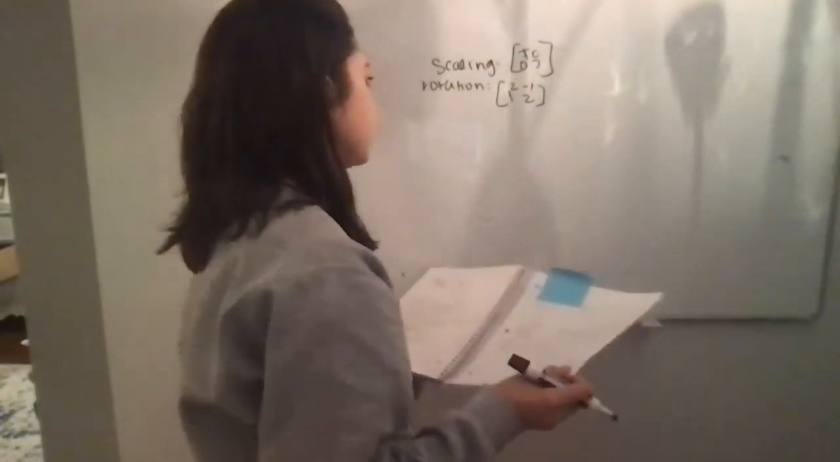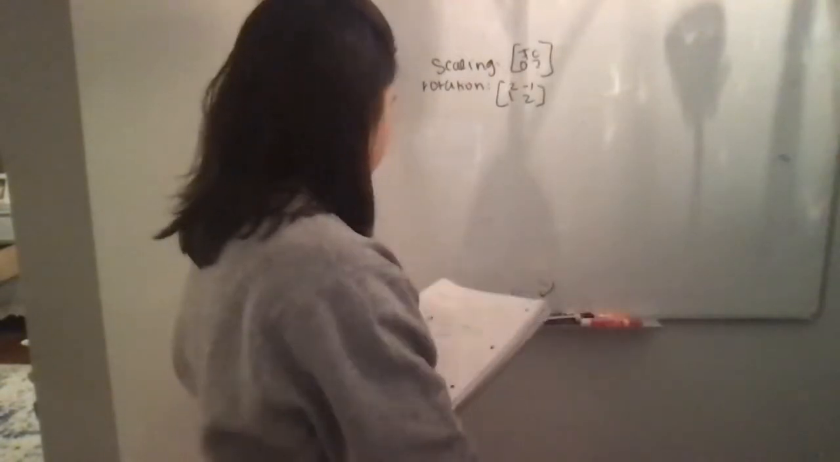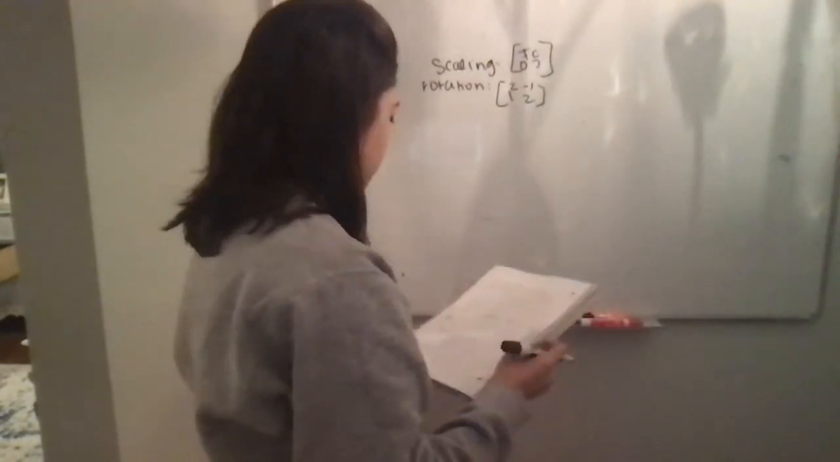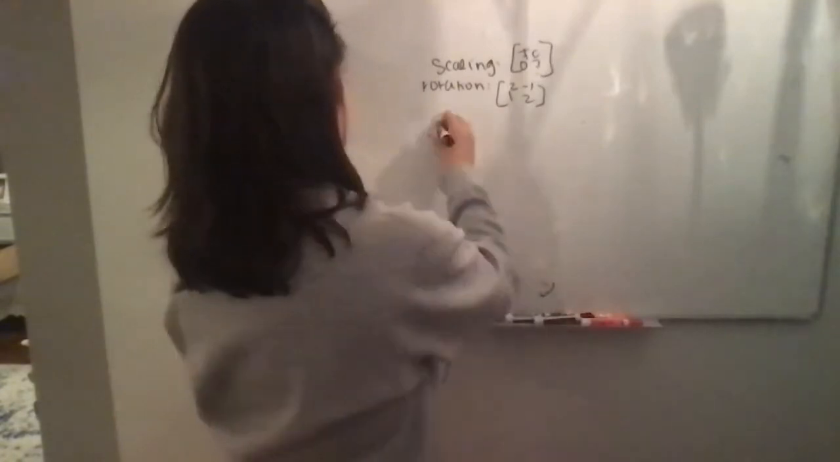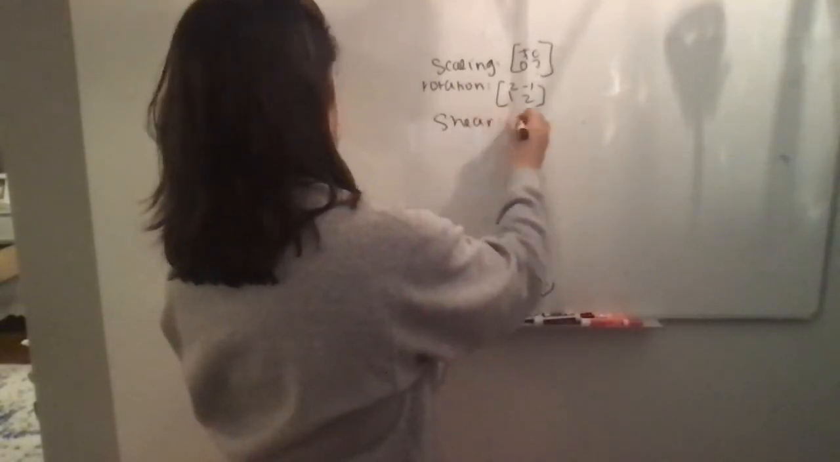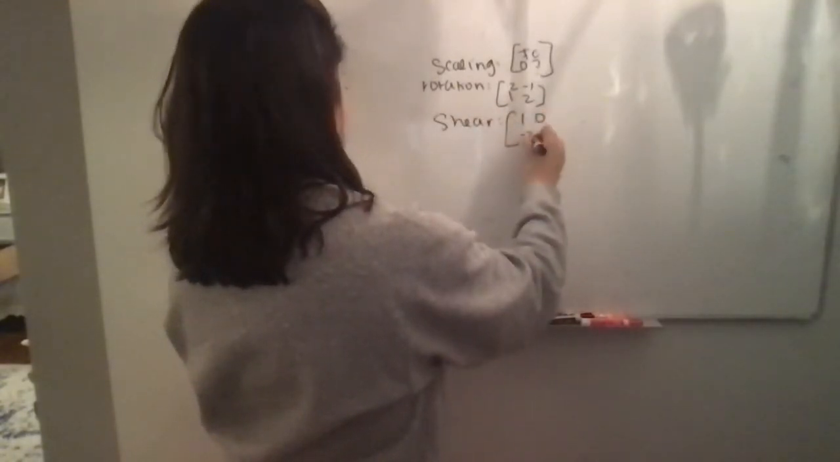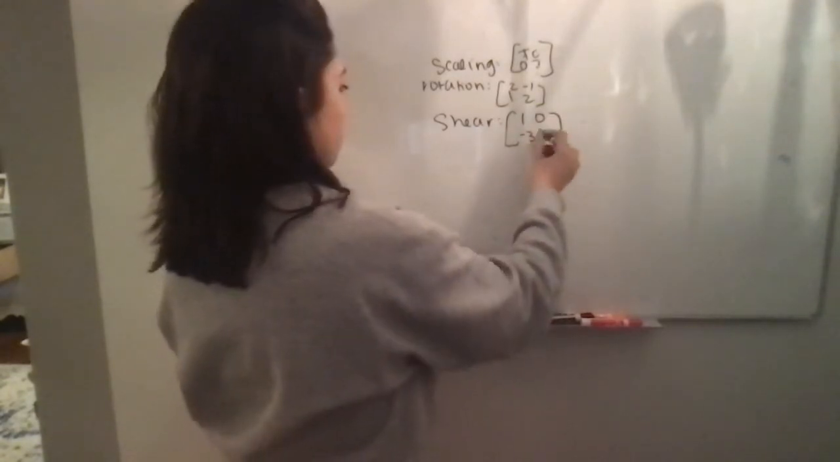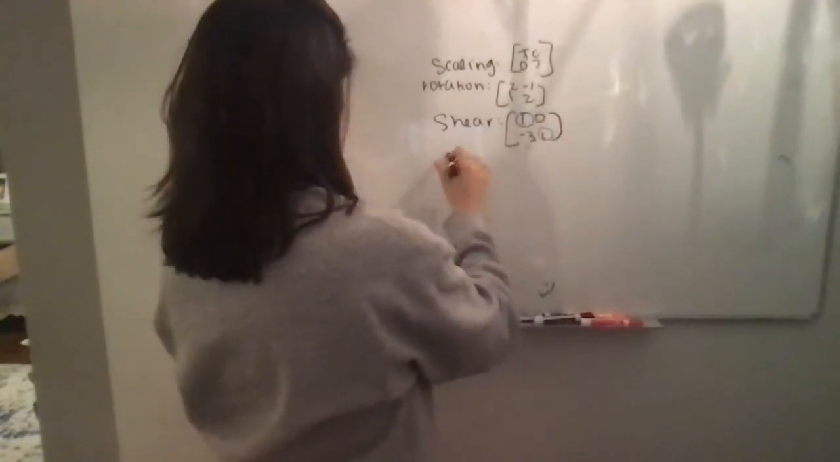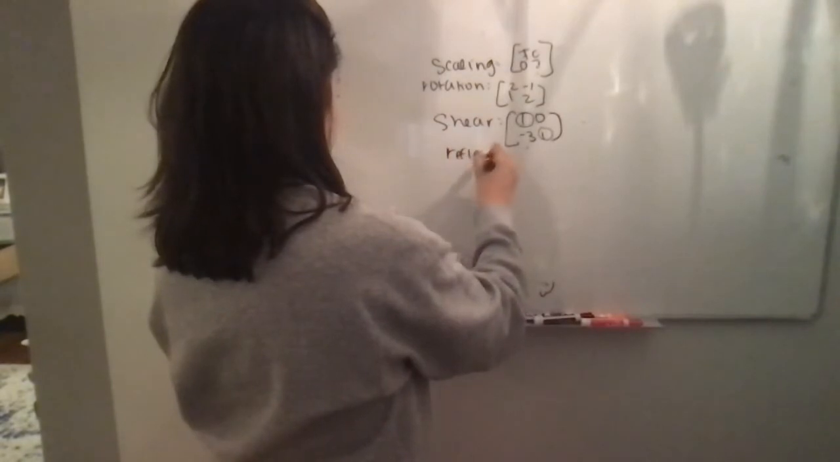Rotation. Yes, A, -B, B, A. So you see how that one follows that. You can also see, here's a shear. We haven't talked about those a ton. 1, 0, -3, 1. You see, we've got the ones and then the K. A reflection.